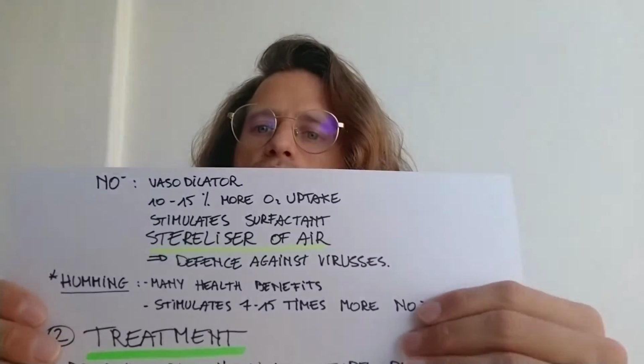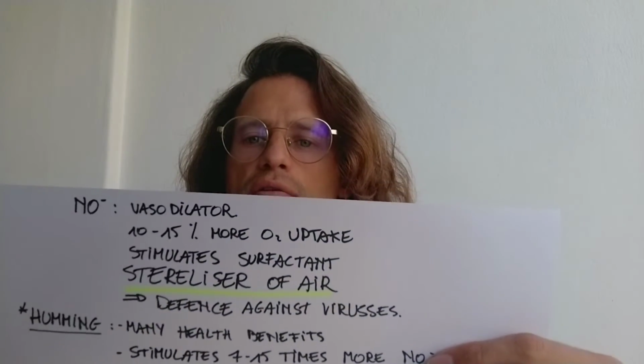It also stimulates surfactant, the substance that you see in the alveoli, in the little lung sacs where the gas exchange occurs, that keeps the lungs flexible, so that it's way better for the alveoli not to collapse, and that's also what Covid-19 does. But the most important part of nitric oxide is that it sterilizes the air, so it's really a super good defense mechanism against viruses.